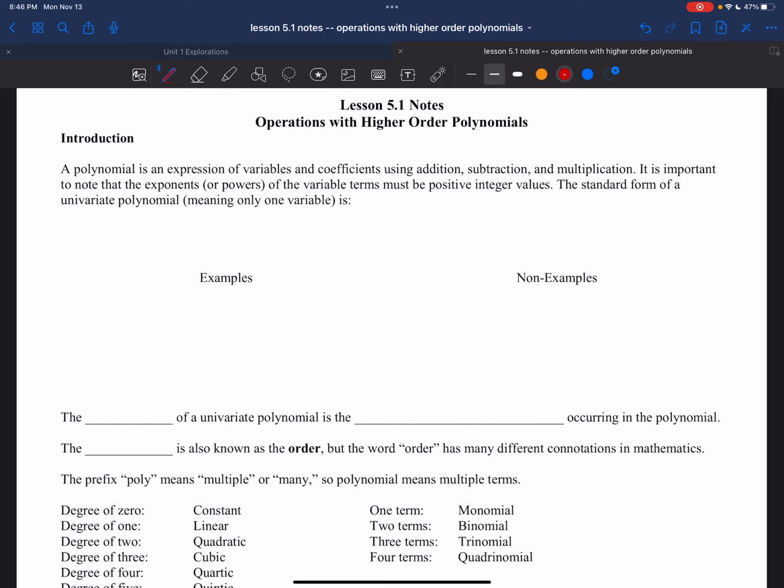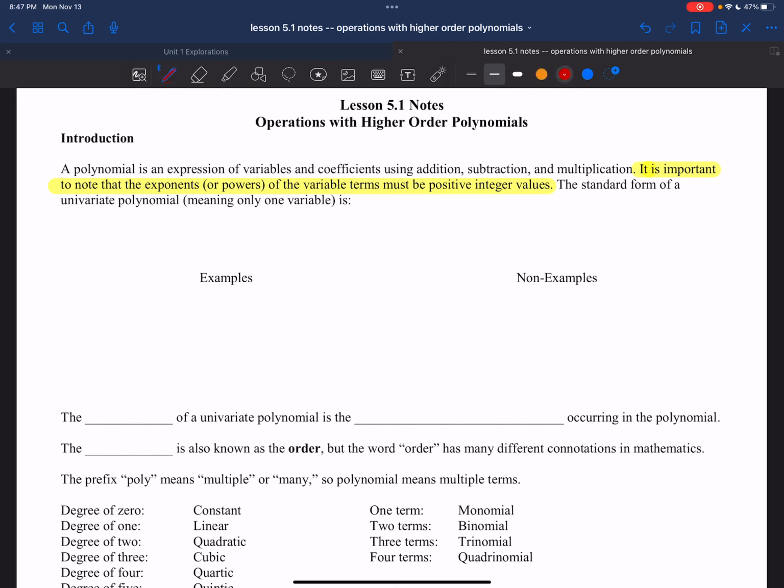They're great too, okay? Alrighty, so introduction here. It says, what's a polynomial? Well, a polynomial is an expression of variables and coefficients that are all combined together, linked through addition, subtraction, multiplication. It is important to note that the exponents, or what are called the powers of the variable terms, must be positive integer values, meaning whole numbers. That's it. Your exponents on those terms are whole numbers. They're not fractions. They're not negatives. They're just whole number powers, okay?